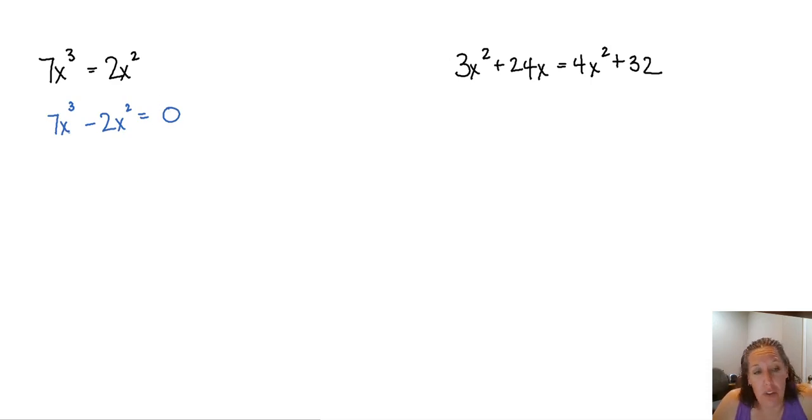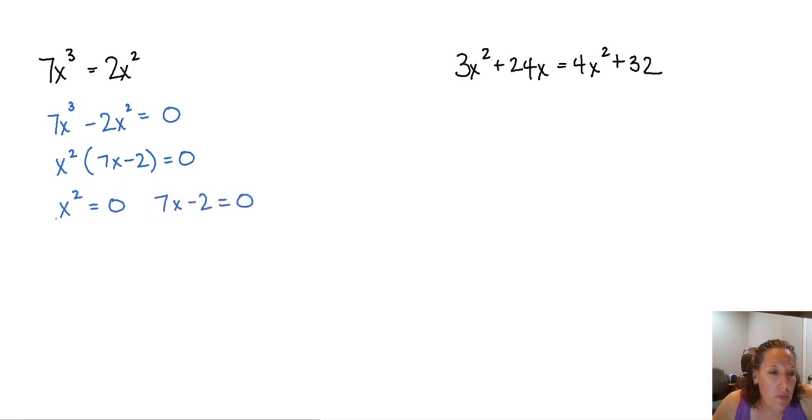And then we factor. And when we factor, we always look for the greatest common factor. In this case, we do have a common factor of x squared. When we factor that out, we're left with 7x minus 2. We factor this completely, so now we can set each of those factors equal to 0.